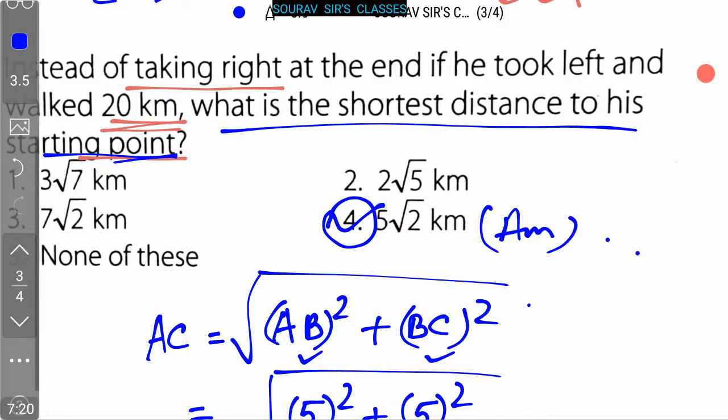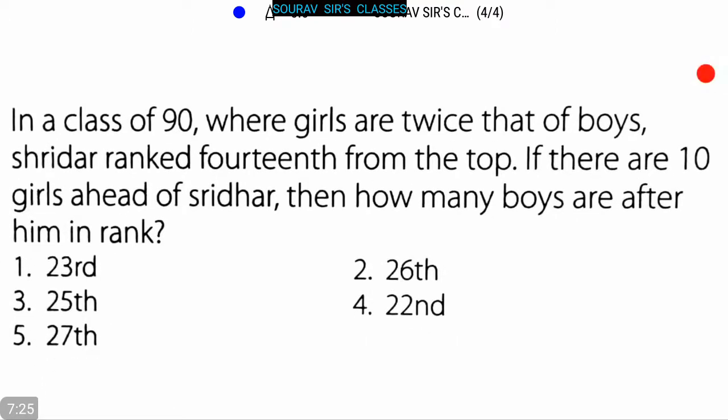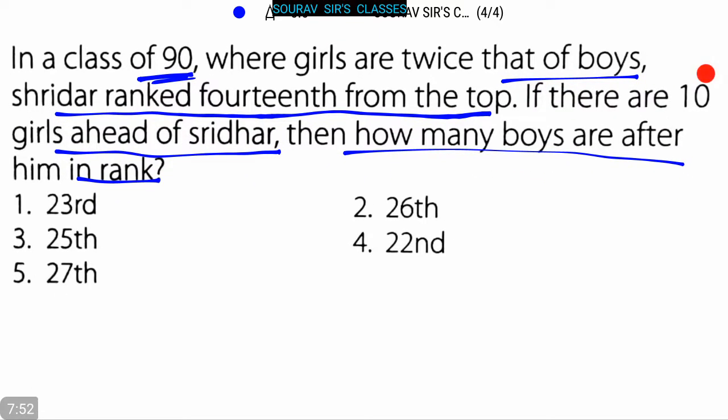Now let's go to the next question, and the question is, in a class of 90 students, the number of girls is twice the number of boys. Sridhar ranked 14 from the top. If there are 10 girls ahead of Sridhar, then how many boys are after him in rank? So we have to find the number of boys who are after Sridhar in rank.